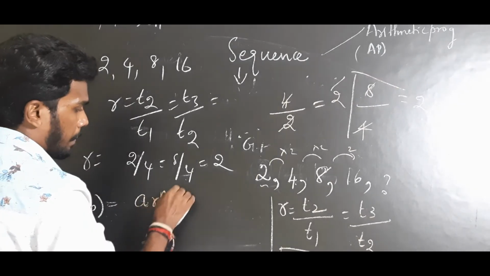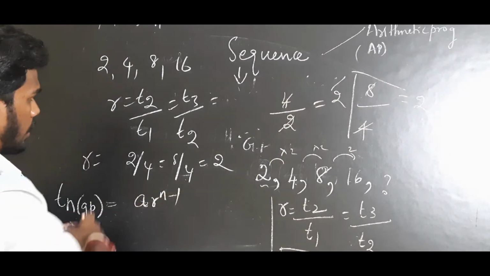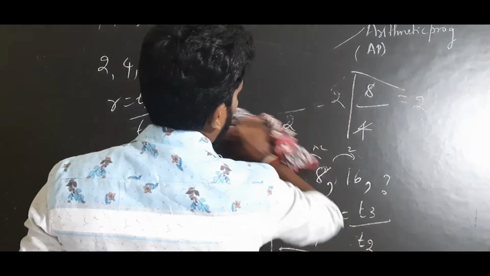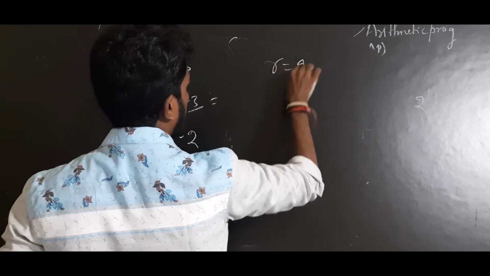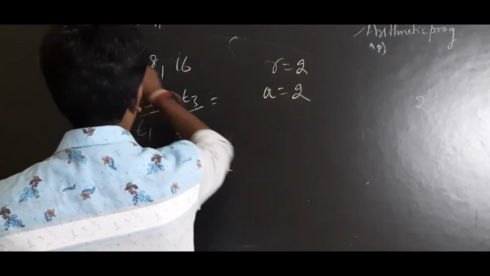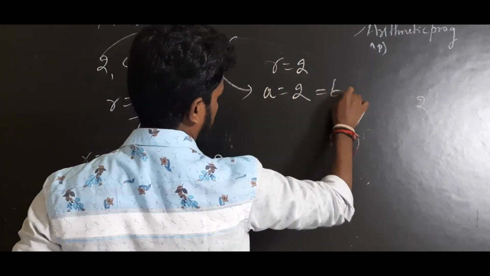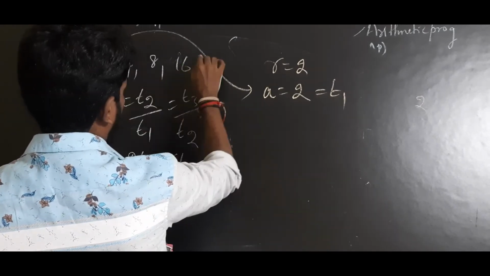A R to the power n minus 1. So we know that what is the R value? R is 2. The first element is again 2. First element is 2, that is also called T1. So I have to find my fifth term.